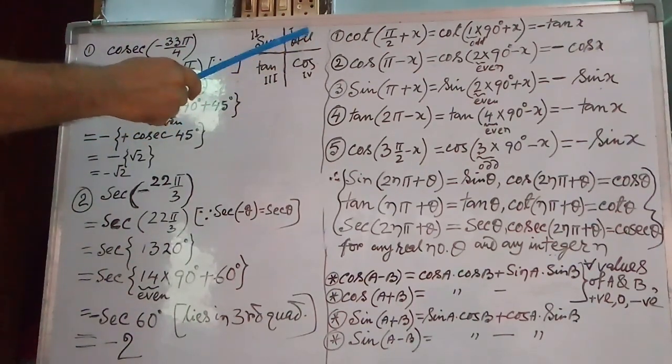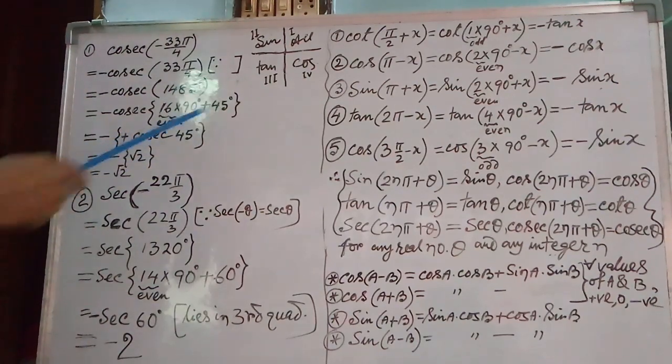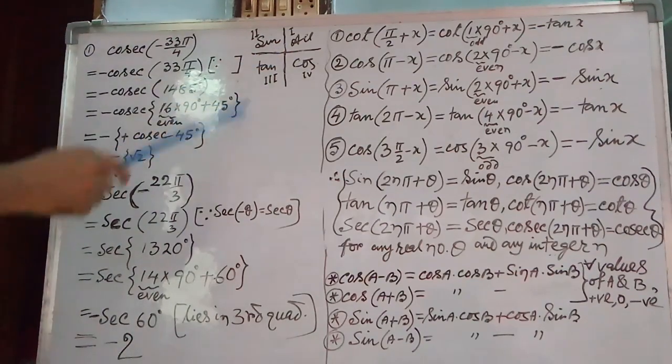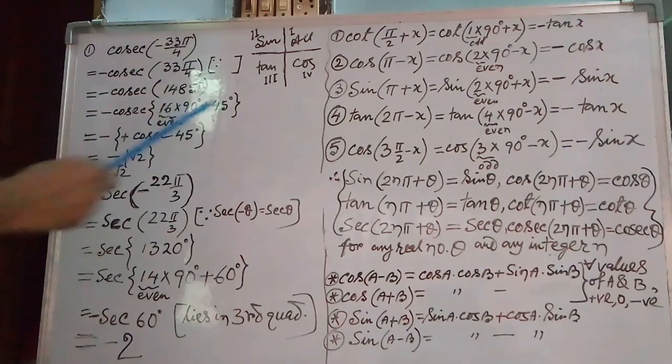Since in the first quadrant all the trigonometric functions are positive, before cosec 45 degree we will put plus. We have to see the sign from this step. We have to put the sign here seeing this step.